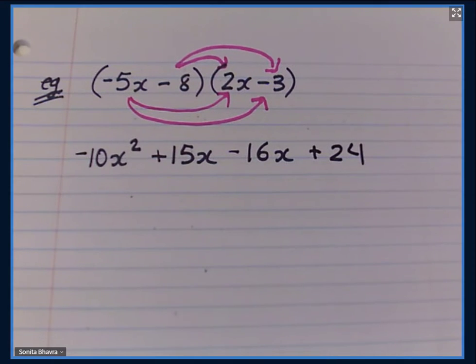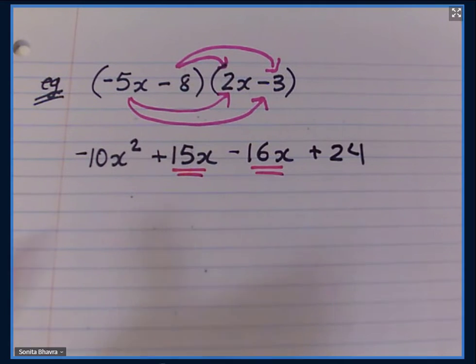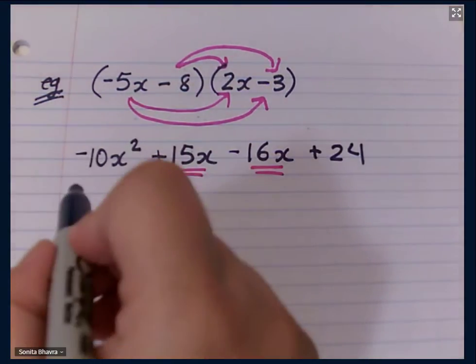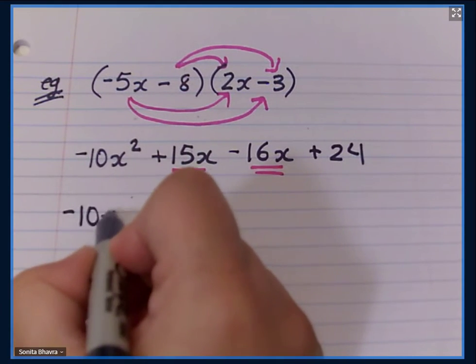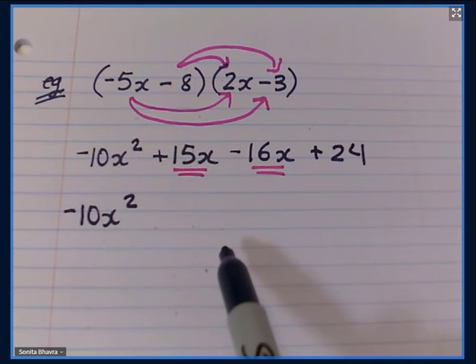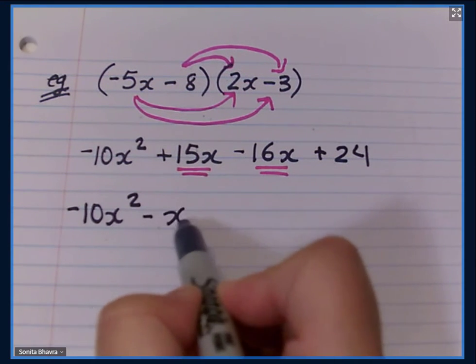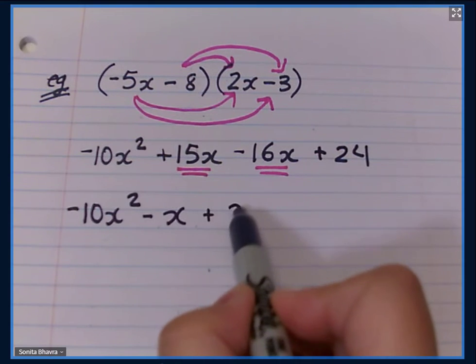All right, so notice again here that our two terms here on the inside can be collected together because they both contain the x. So we have negative 10x squared, and then 15x minus 16x is a negative 1x, or just minus x, and then plus 24.